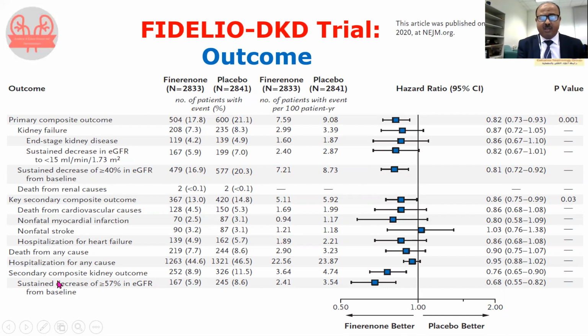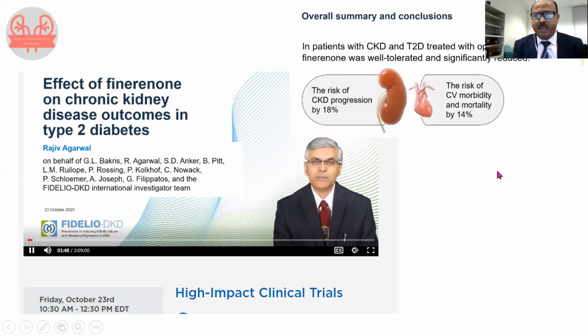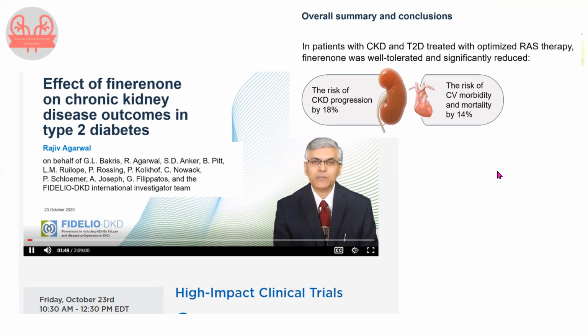Again, the secondary composite kidney outcome, sustained decrease of more than 57% in estimated GFR from the baseline. Both of them were significantly lower than one, far from one, favoring the use of Finerenone for the kidney outcome. And as I mentioned in the beginning, the study was announced in the ASN Kidney Week within the high impact clinical trial sessions. And this is the main message from the presentation.